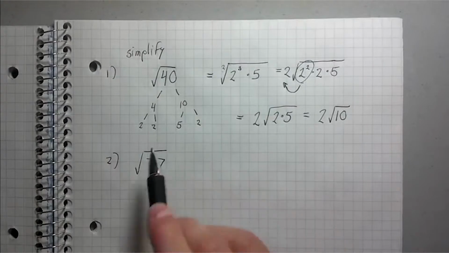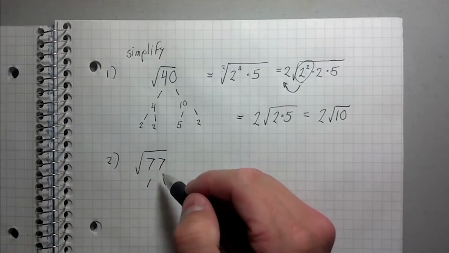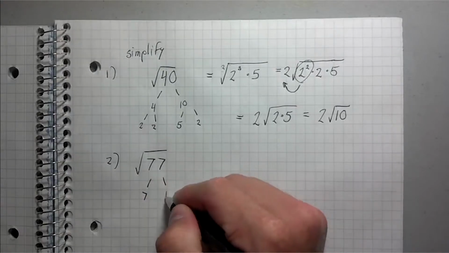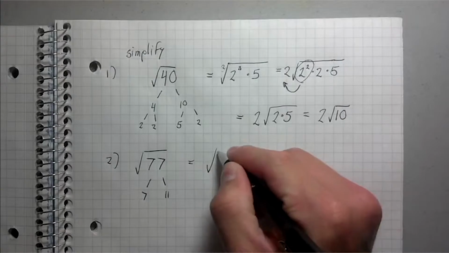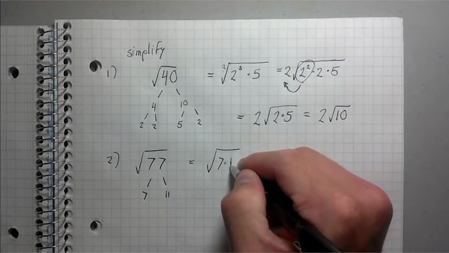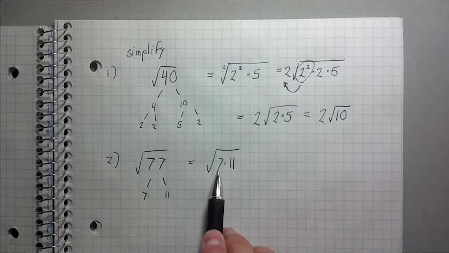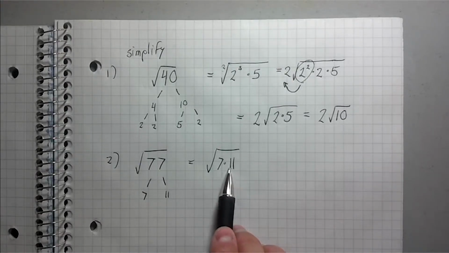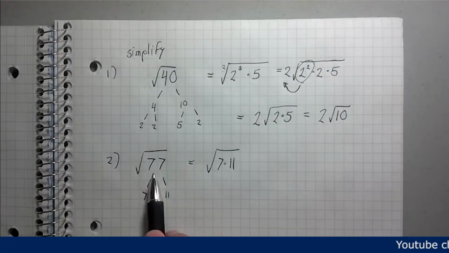So root 77, I'm going to do the same method. I'm going to break it down. I'm going to say, okay, what are two things that multiply to make 77? Well, 7 and 11. So I can rewrite root 77 as the root of 7 times 11. Now, the problem here is you see how I don't have a pair of 7s, and I don't have a pair of 11s? Because I don't have a pair of either one of these factors, I can't do anything. Meaning that root 77 is fully simplified. There's nothing you can do about it.